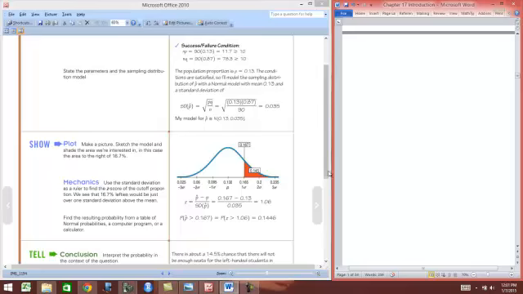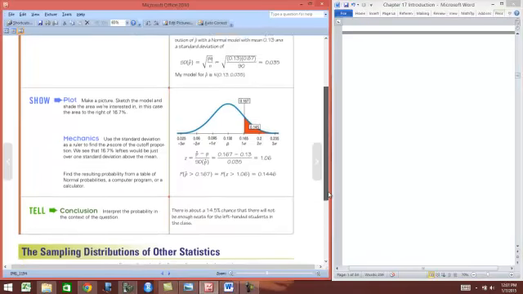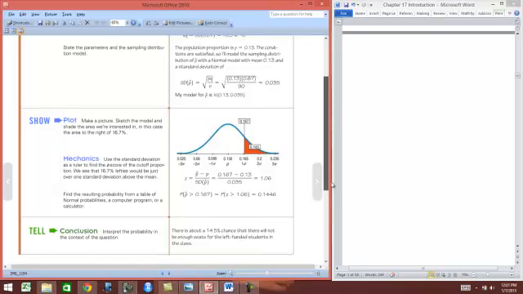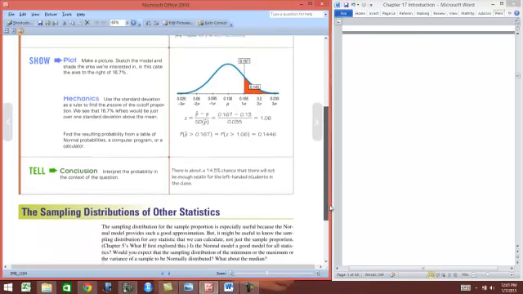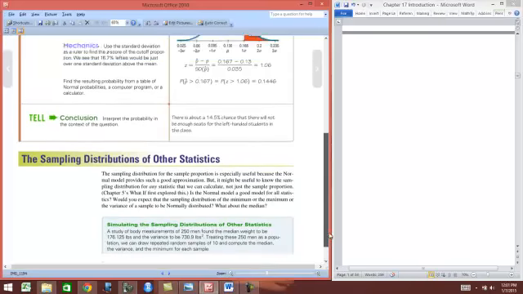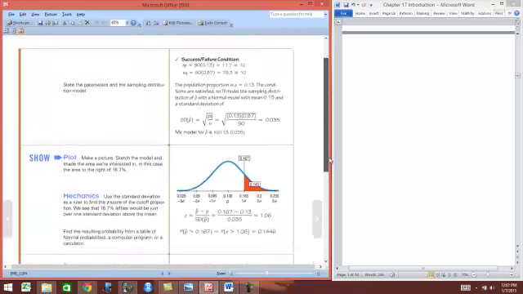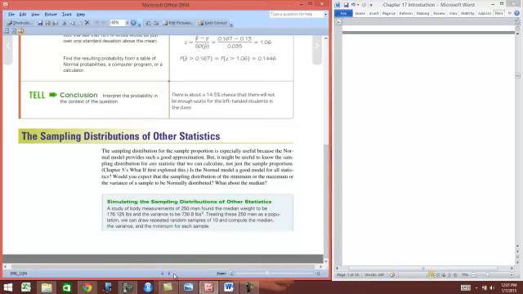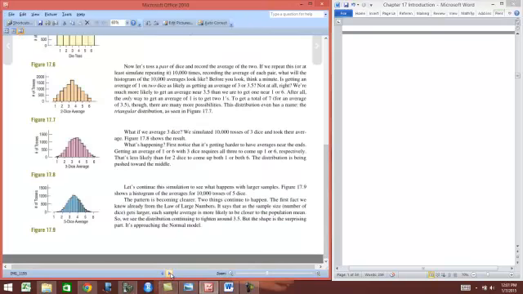A lot of the execution of this is very similar to what you've been doing already. In terms of the mechanics, there's really not much new going on here. Then you write your conclusion, contextualized, and including your final probability there. Now that is probably enough. Let's look at this next page here.